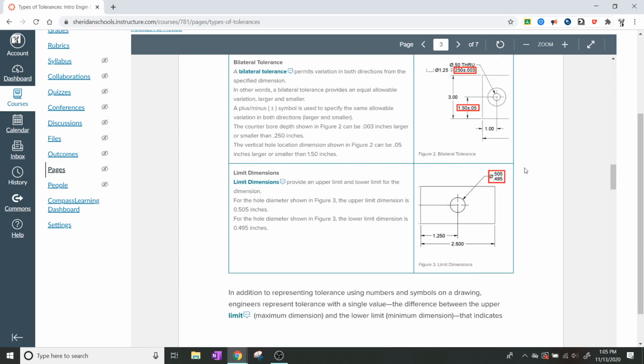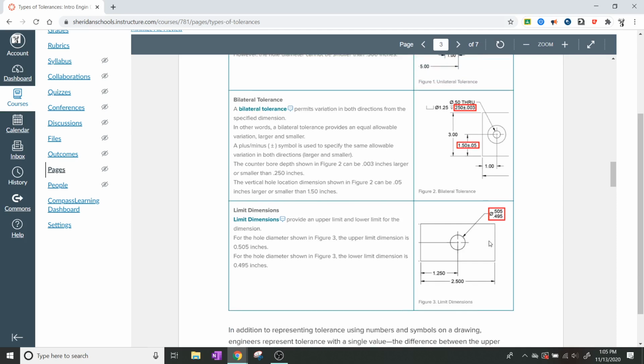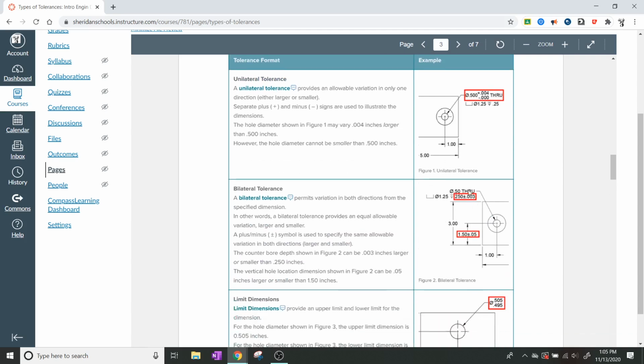One other way to write it is to flat out write the upper and lower limits, and those are called limit dimensions. In this case, if you're drilling this hole, you could say I need it to be somewhere between 0.505 and 0.495. Between these three, you're probably going to see bilateral tolerances the most often. However, these are the three different types of notation that could be used whenever you're describing the amount of allowable tolerance for a particular part.